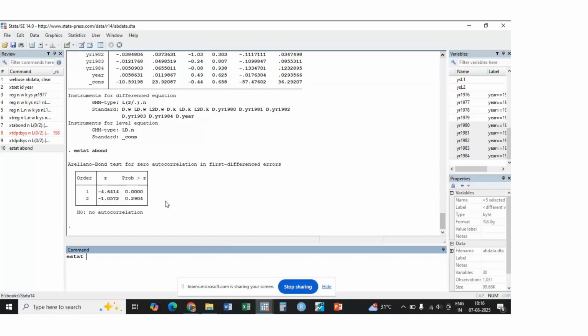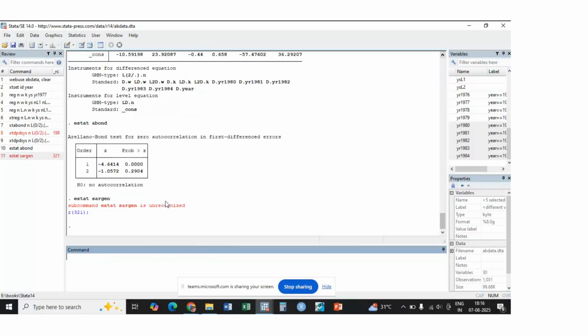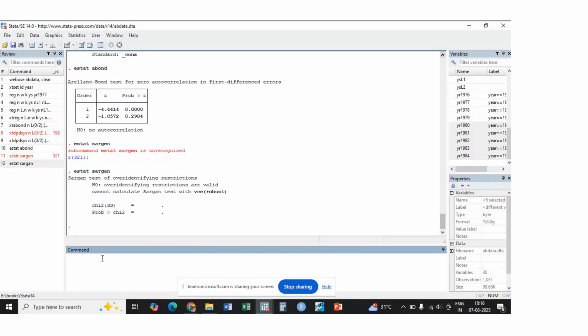After running Arellano-Bond on the same command, save it as the AB estimates for autocorrelation. You can use the Sargan as well. Estat Sargan. Just try estat sargan. I think I'll end with this.